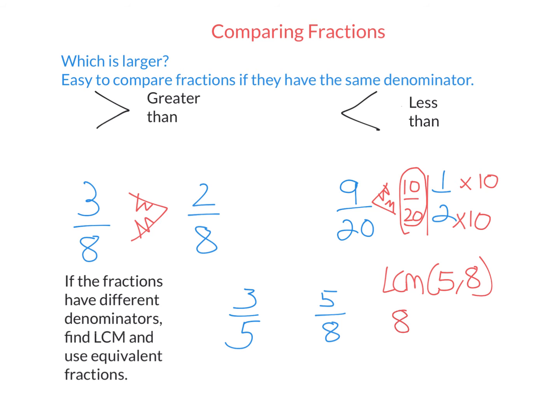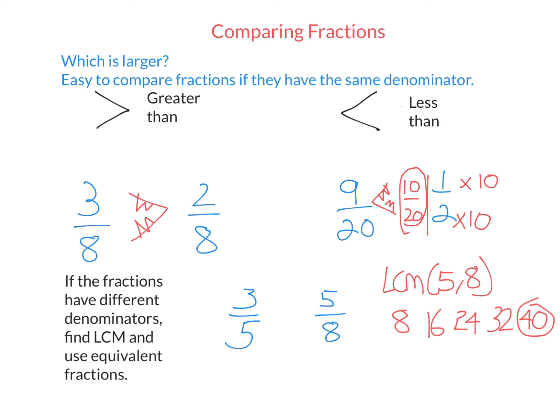So 8 is a multiple of 8. It's not a multiple of 5. Next multiple of 8. Next multiple of 8. And we keep writing the multiples of 8 until we get one that's a multiple of 5. None of these four numbers can be divided by 5, but this one can. 40 is divisible by 5, meaning 40 is a multiple of 5. So what does that actually mean?